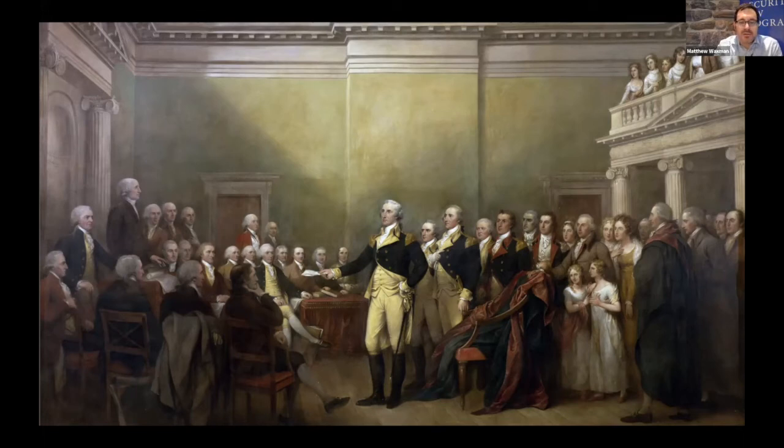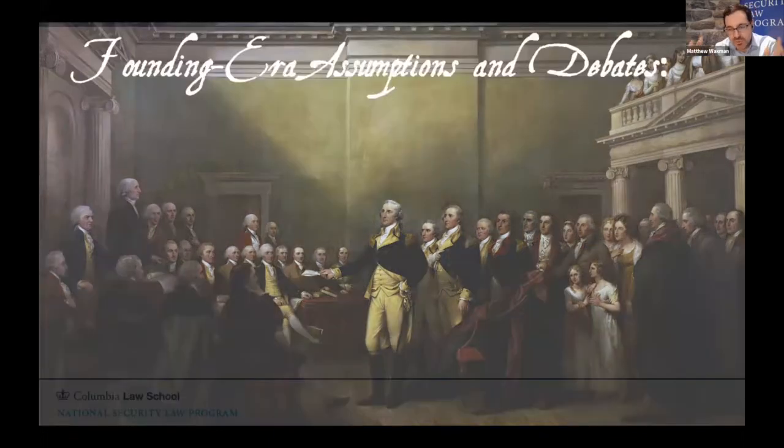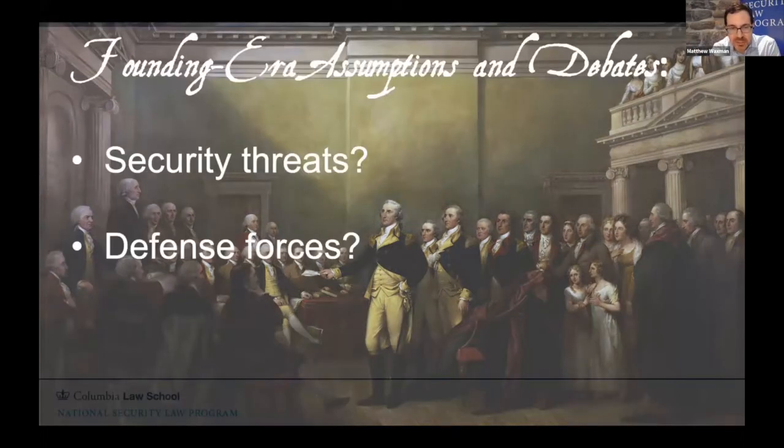So what were some of the most important debates, some of the most important assumptions of the founders when it comes to constitutional war powers? What was on their mind? And in particular, I want to focus on two of them, or two baskets of issues. One, what were the security threats that they were most worried about at the founding?